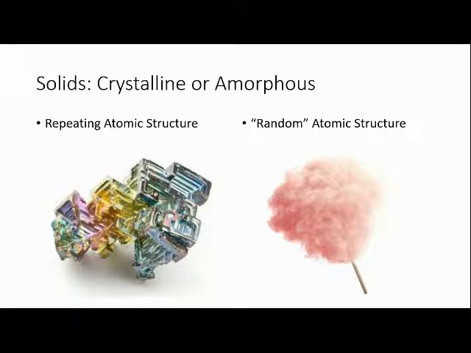On the other hand, we have amorphous structures, which are more random atomic structures, like this piece of cotton candy that you see. On the atomic level, you would observe that there's no repeating pattern in the atomic lattice that holds this solid together. Typically, crystalline structures will be stronger than amorphous structures.